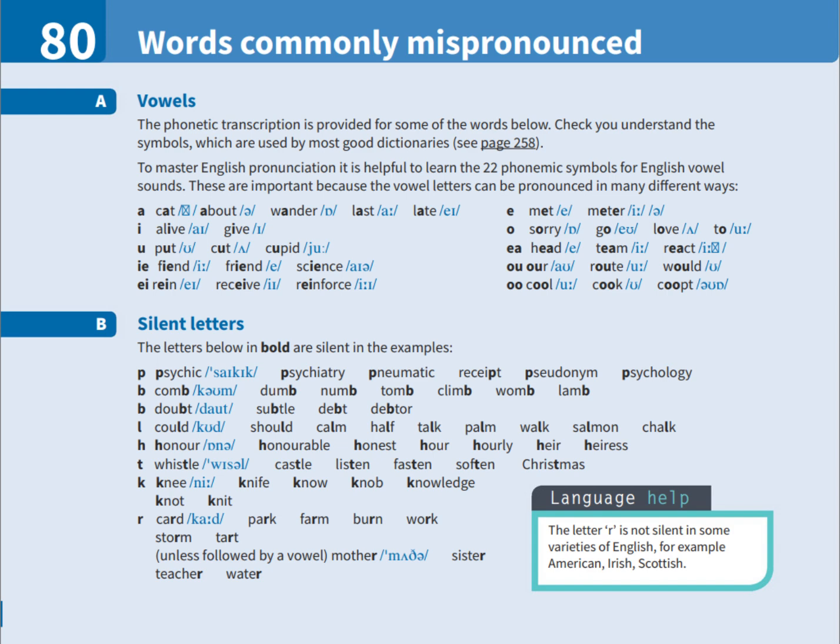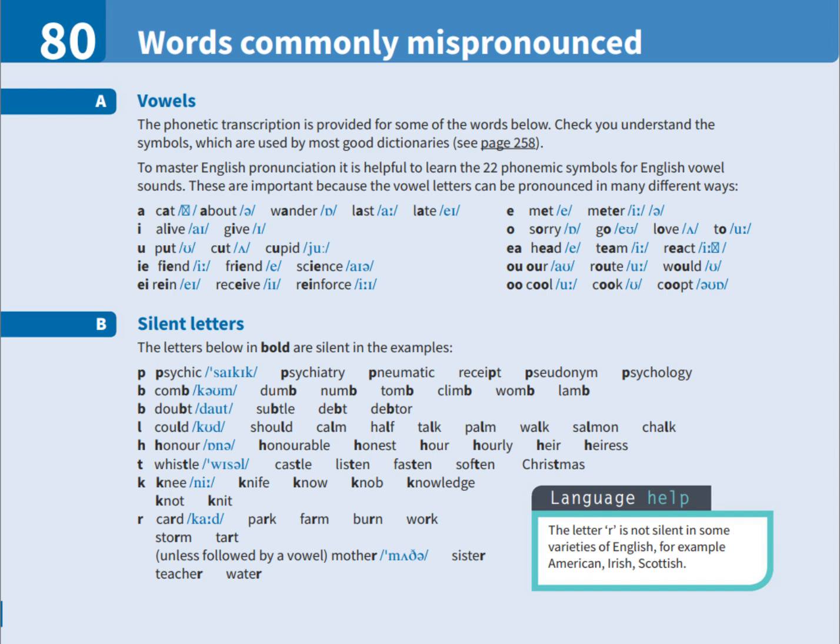The letter L is silent in could, should, calm, half, talk, palm, walk, salmon, and chalk. The letter H is silent in honor, honorable, honest, hour, hourly, heir, and heiress. The letter T is silent in whistle, castle, listen, fasten, soften, and Christmas. The letter K is silent at the beginning of knee, knife, knob, knowledge, and knit.